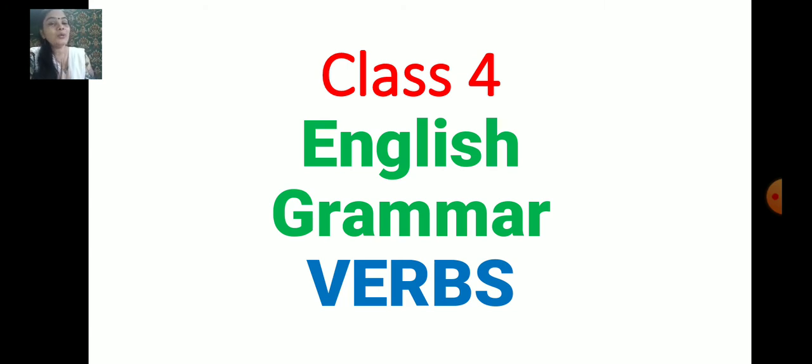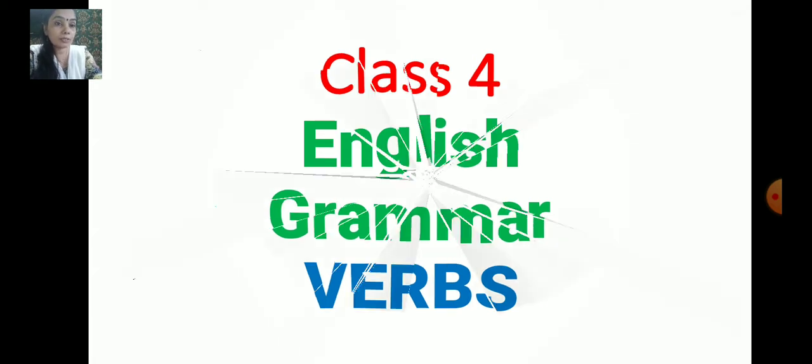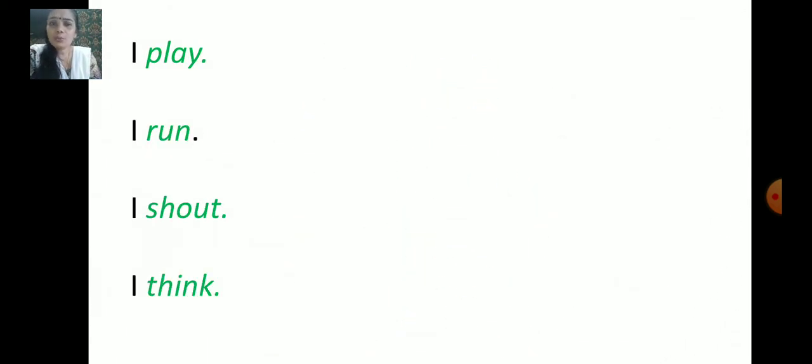And today we are going to learn English grammar. Our topic today is the easiest topic, that is verbs. I hope you all remember what verbs are. So what are verbs? It's very simple. The action words are called verbs. Like I play, I run, I shout, I think.